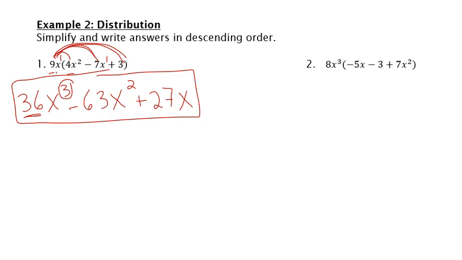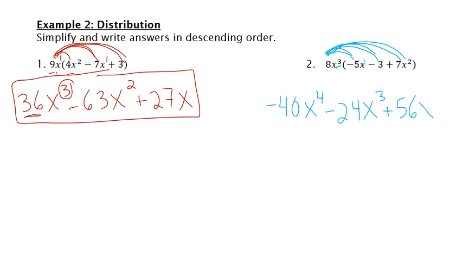For number 2, again, same thing. You're going to distribute this 8x cubed. Wherever you don't see an exponent with the x, you can write a little 1 there. And again, we're just multiplying the values, or those coefficients, and then adding the exponents, because we're doing multiplication. So 8 times negative 5 is negative 40. x to the 1 plus 3, which is 4. 8 times negative 3 is negative 24. And then x to the third. And then finally, 8 times 7 is 56. And x to the fifth.